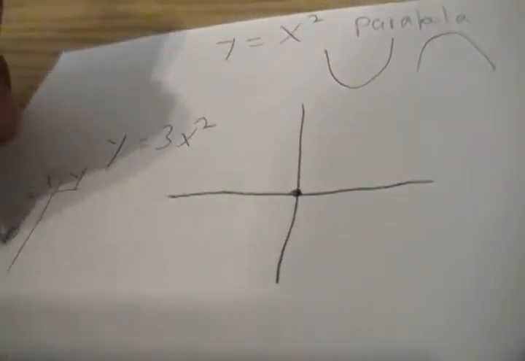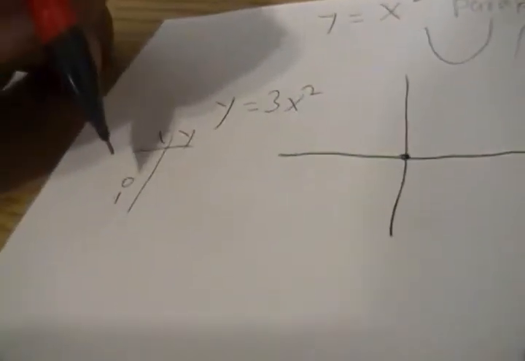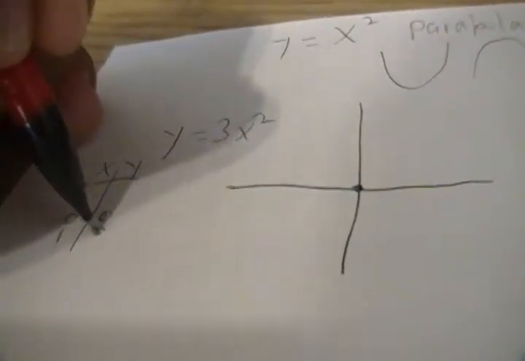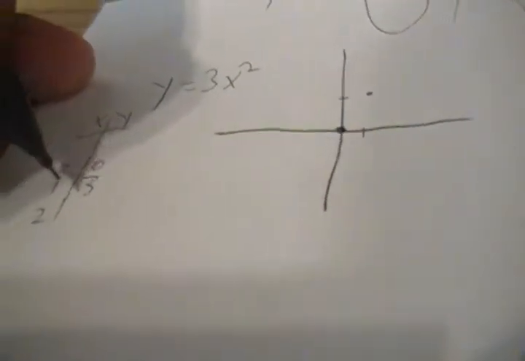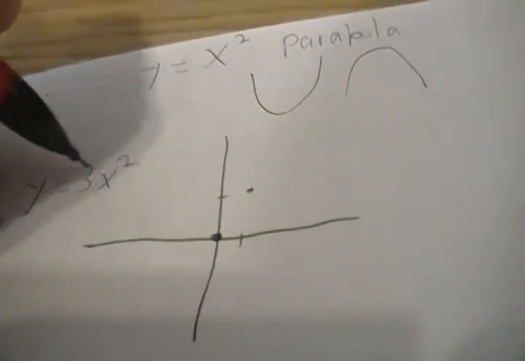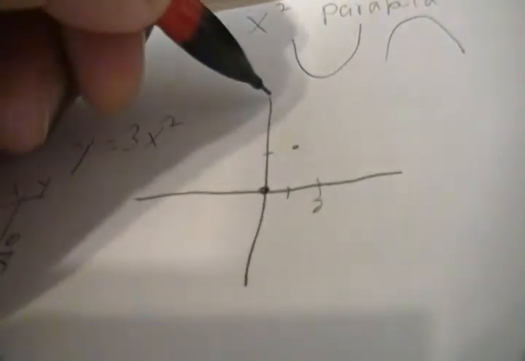Okay, let's try 1. Alright, so if we have 1, this is going to be 3 times 1 squared, which is 3. So 1, 3 is right here. Alright, and let's say we plug in 2. So it's going to be 3 times 2 squared. So 2 squared is 4, so 3 times 4, which is 12. So if we go to 2, 12 is like all the way up here.